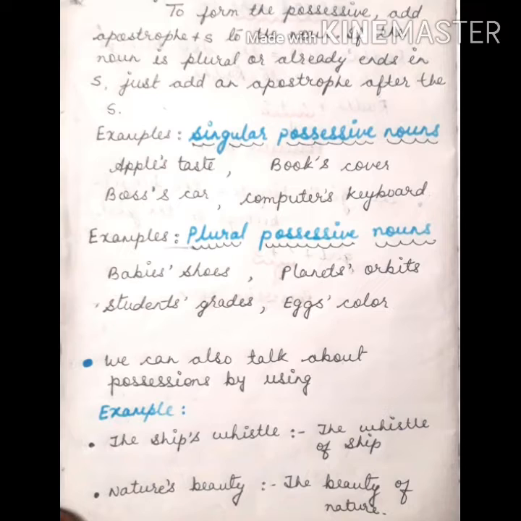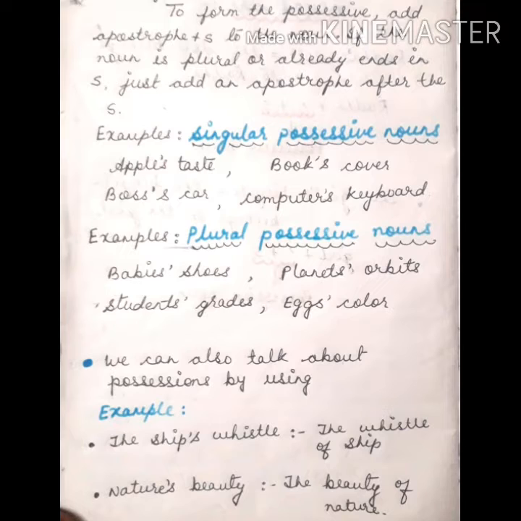Boss's car. Car of the boss. Boss means your head. Computer's keyboard. Keyboard of the computer. So, see here, apple, book, boss and computer are all singular words. So we have put apostrophe and S afterward. After writing apple, we have added one apostrophe and S, because it is a singular word.